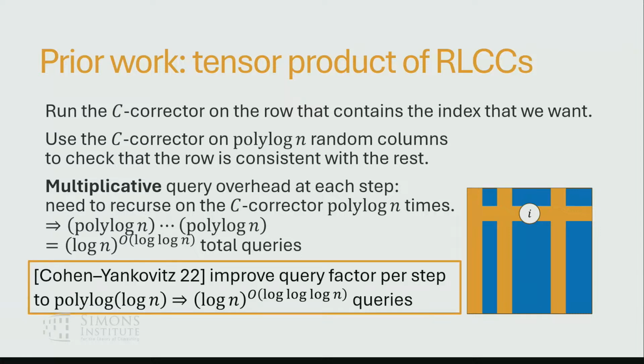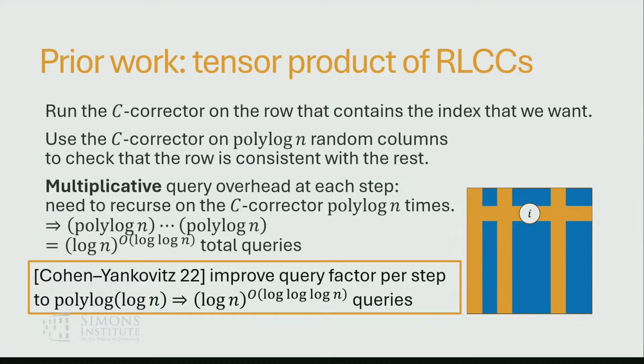And the work of Cohn and Yankovitz is that they're able to, I can't get into the technical details of how it works, but they're able to improve the query factor per step from polylog to polylog-log, which is where you get the log to the triple log.